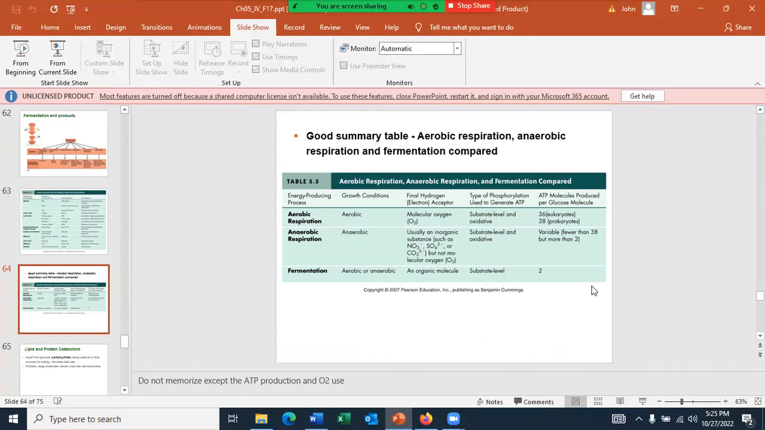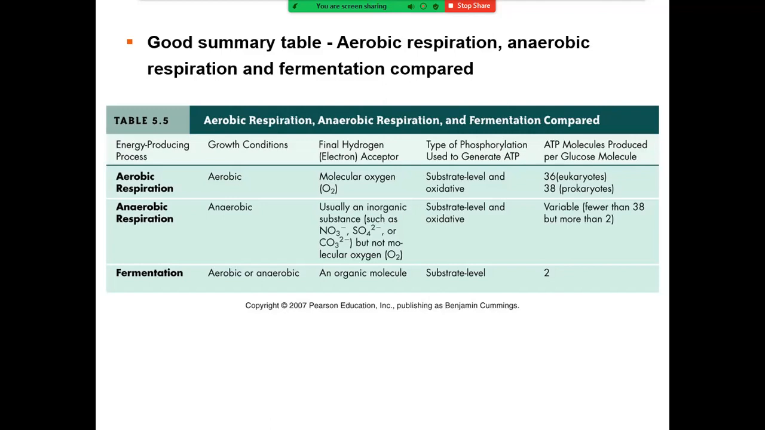And then here's a slide showing you a summary of aerobic respiration, anaerobic respiration, and then fermentation. The growth conditions, aerobes have to have oxygen around. Anaerobes do not use oxygen, so oxygen does not need to be around. And then fermentation can be either in aerobic conditions or anaerobic conditions.